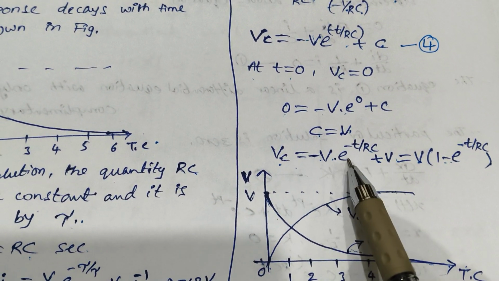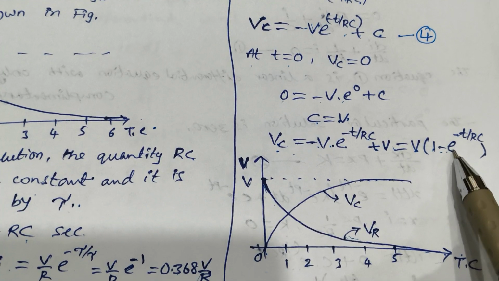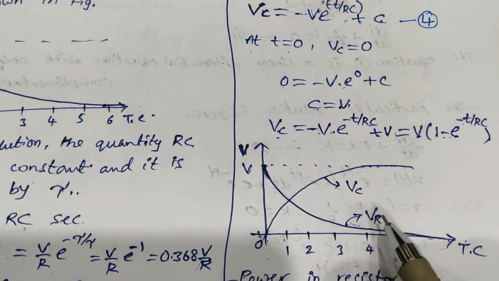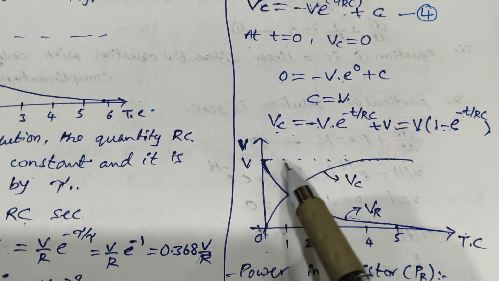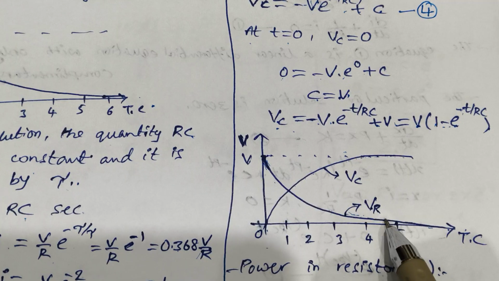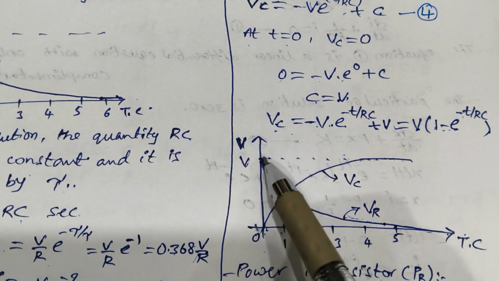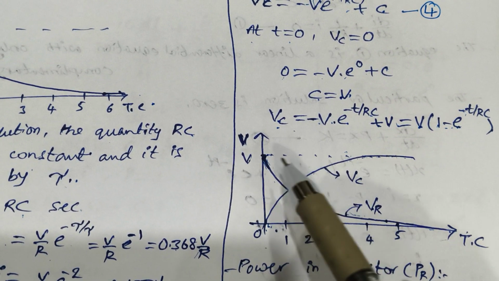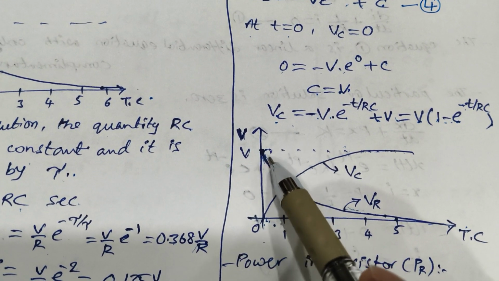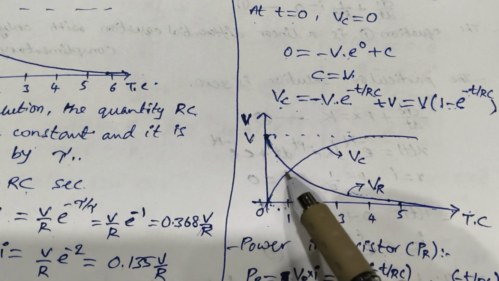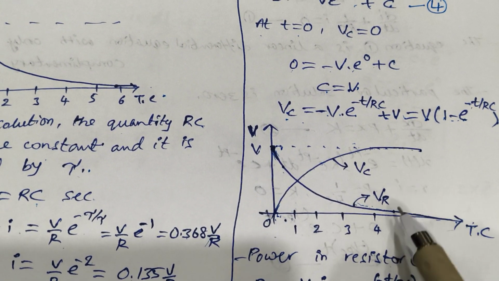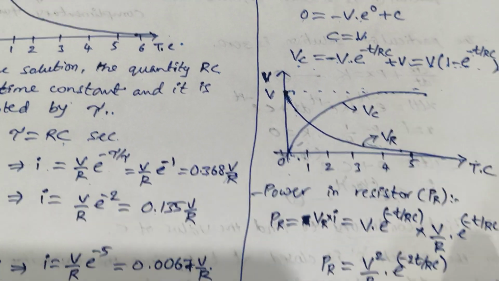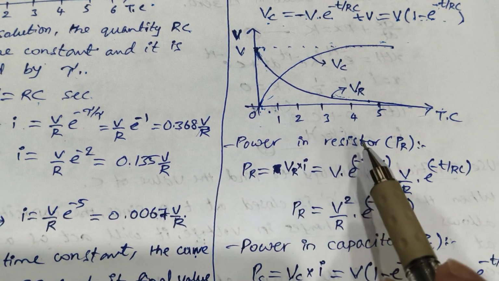If you see the voltage across capacitance, it is 1 minus the decaying function, that means V minus V into e power minus t by RC. E power minus t by RC is nothing but VR. From this dotted line, if you subtract this VR line, you will get the Vc. Slowly the magnitude of VR is reducing, so here the magnitude will increase and it will reach the steady state after 5 tau time constants, like a 1 minus e power minus x curve. Next we'll find out the powers in resistor and capacitor.